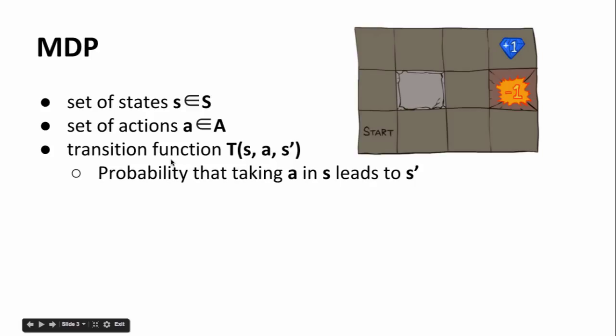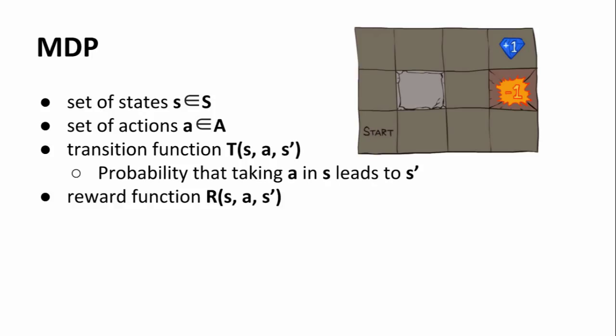There's going to be a transition function, T(S, A, S'), and this is going to encode the probability that you land in state S' by being in S and taking action A. So you'll notice that this is going to be stochastic, not deterministic. For example, from our start state here, maybe if we take the action up, we have a 90% chance of moving up, but then there's also a 10% chance that we move right, okay? And the transition function is going to encode that.